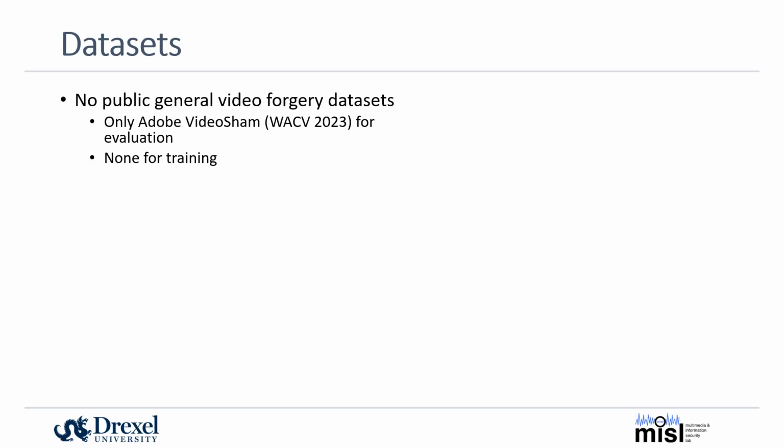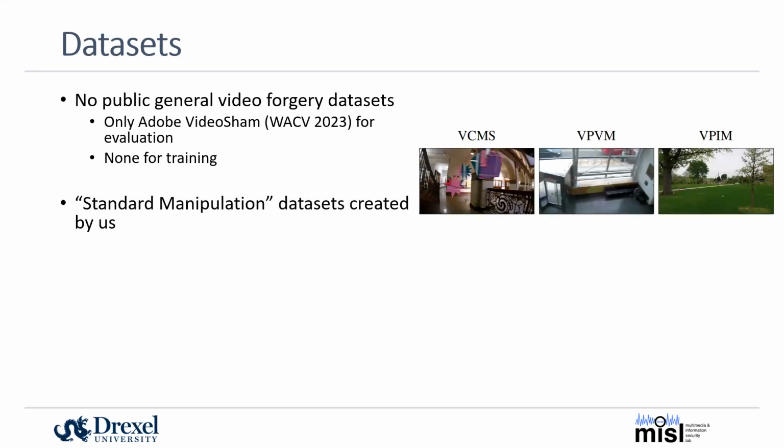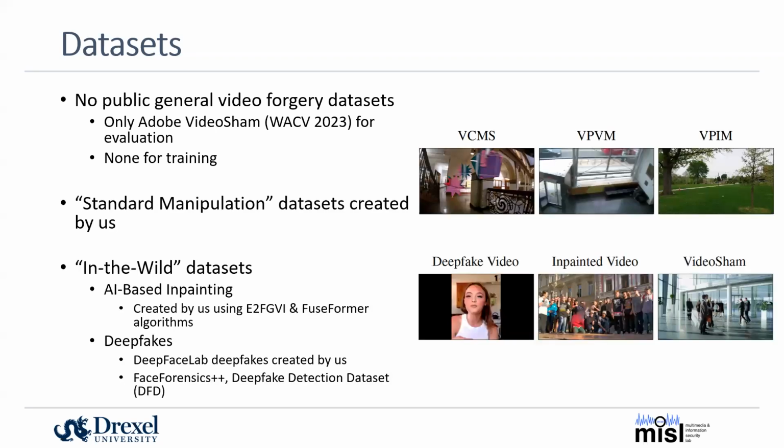To train and evaluate our network, we look for multi-manipulation datasets. However, no large datasets of this type exist, except for Adobe VideoSham, which we use for evaluation only. And we created two types of datasets, the standard video manipulation dataset and the in the wild dataset. The standard video manipulation dataset contains simple video forgeries like splicing and editing, and the in the wild datasets contain in-painted videos using state-of-the-art in-painting algorithms and deepfake videos using DeepFaceLab and others.